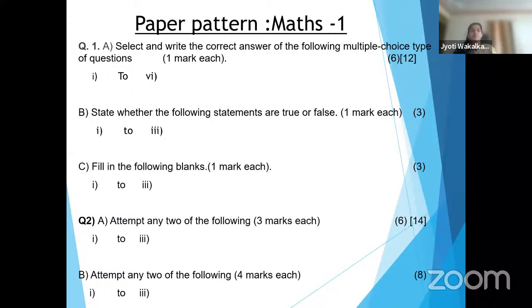Question 1, B part. State whether the following statements are true or false. Here, in the answer, you only write true या false. What is your statement? True है तो true लिखे. If it is false, you will write false. Not necessary to write the complete statement here. You read that particular notice and then write your answer.